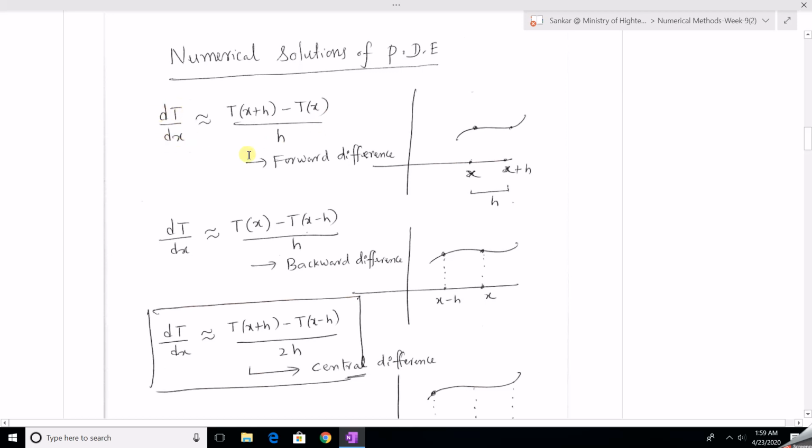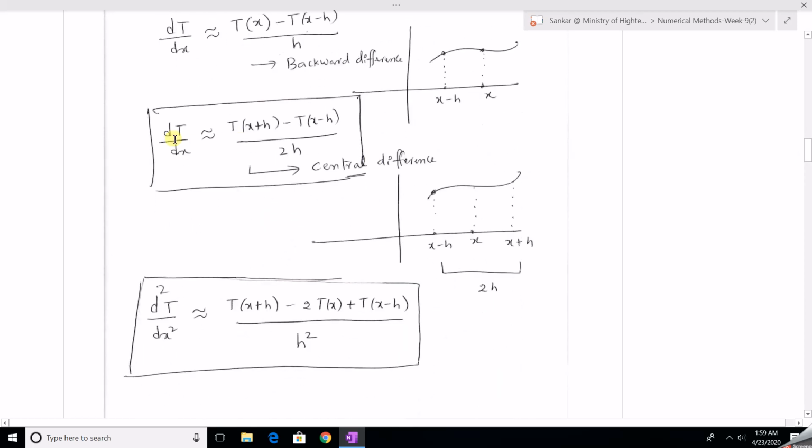dt over dx. Similarly, if you look at this formula, dt over dx is approximated by t of x plus h minus t of x minus h over 2h. This formula we call the central difference approximation of the same derivative. Here we are taking the points x, and the next point is x plus h, and the previous point is x minus h, and x is in the middle, the center.